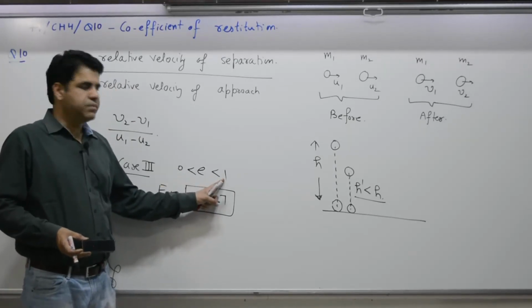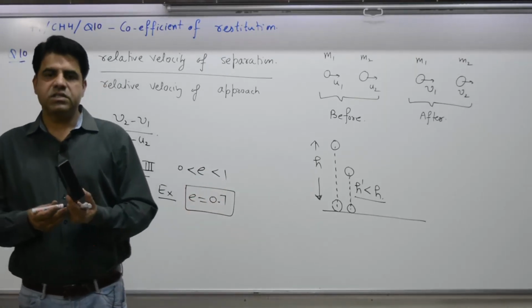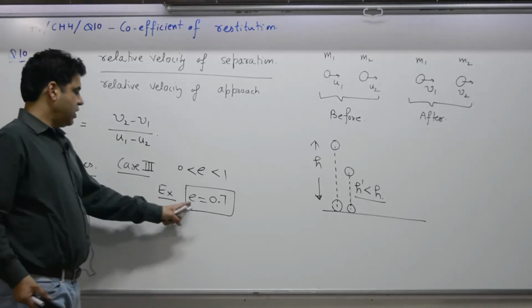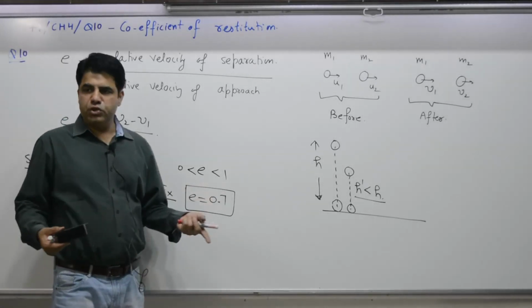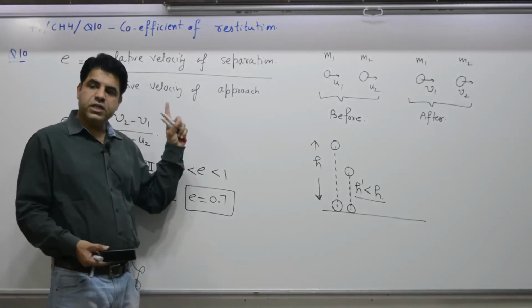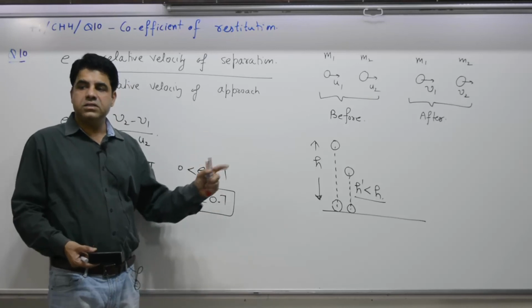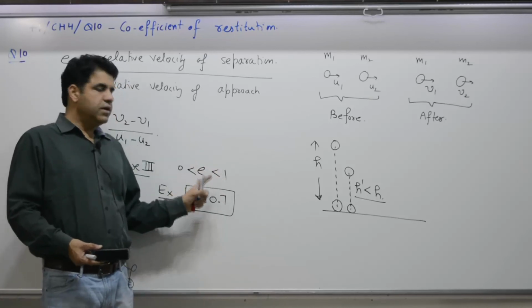These are extreme cases. E is equal to 0.7 here. In most cases you have E equal to 0.1, 0.2, 0.3, 0.4. E is equal to 0 for a perfectly inelastic collision. E is equal to 1 for a perfectly elastic collision. The rest of the collisions are in between the two.